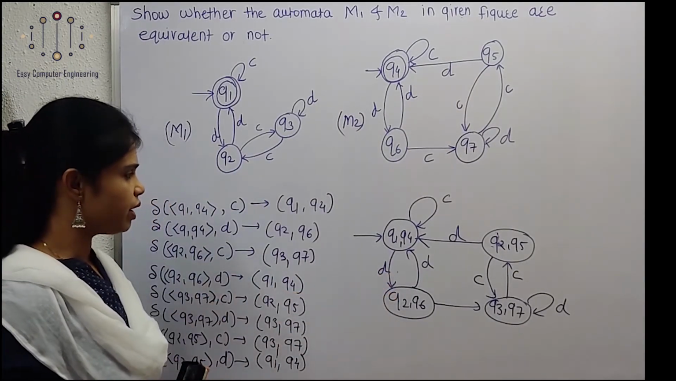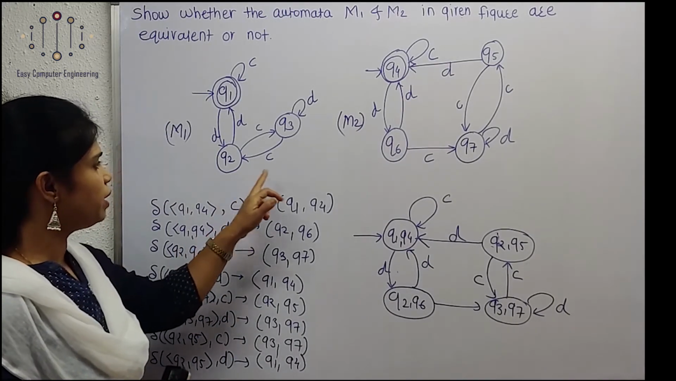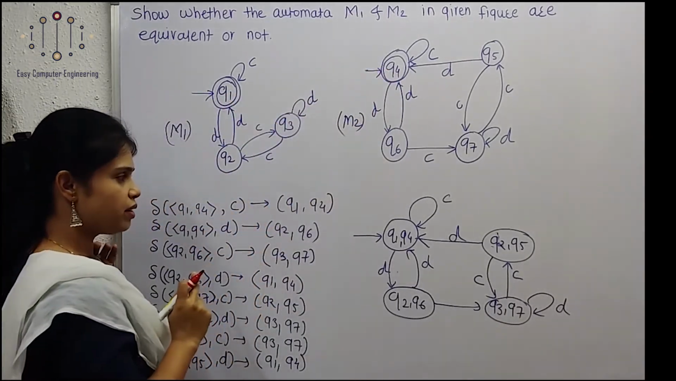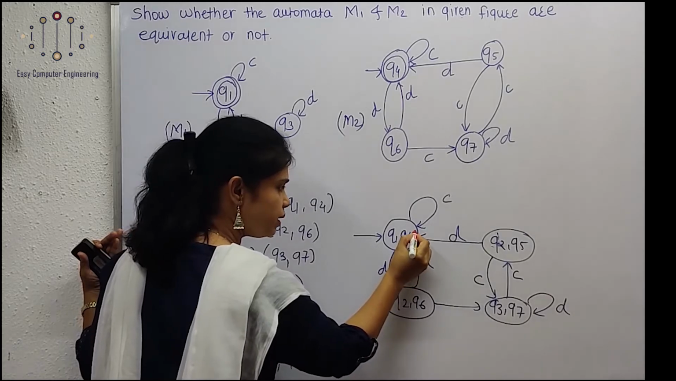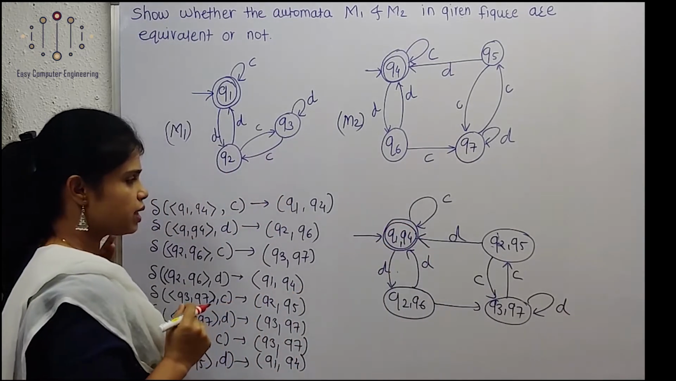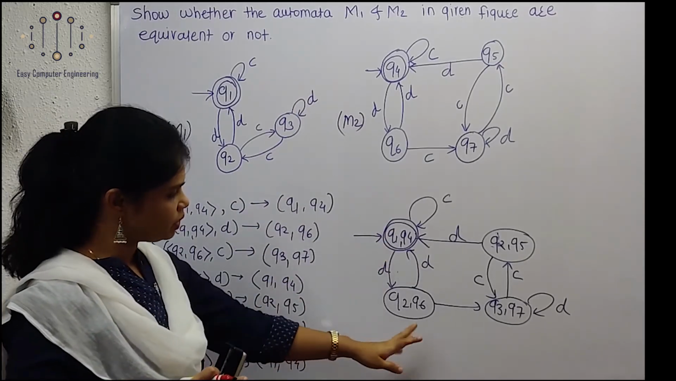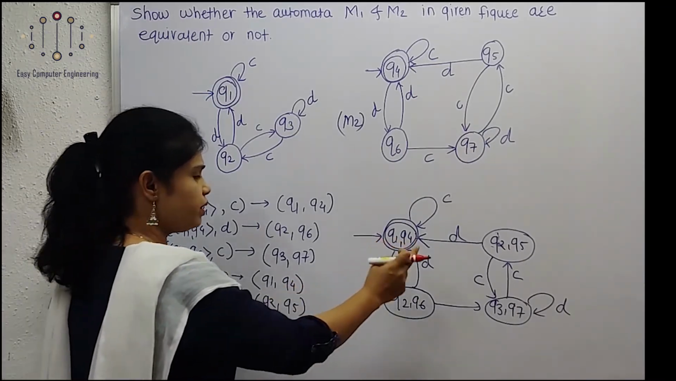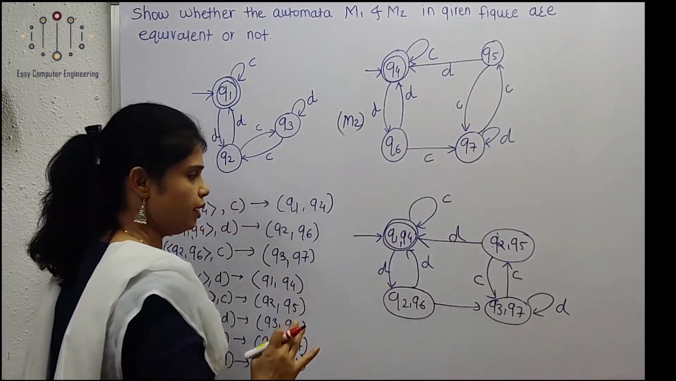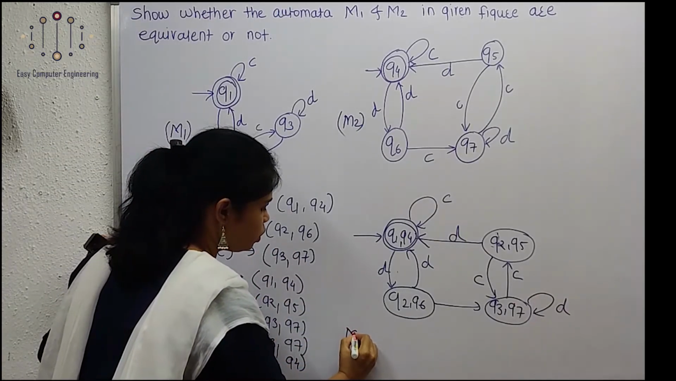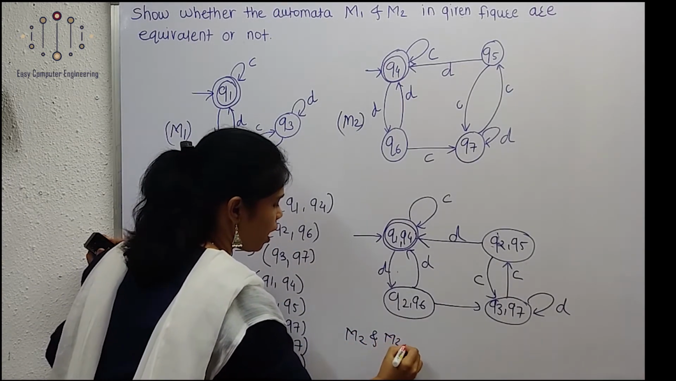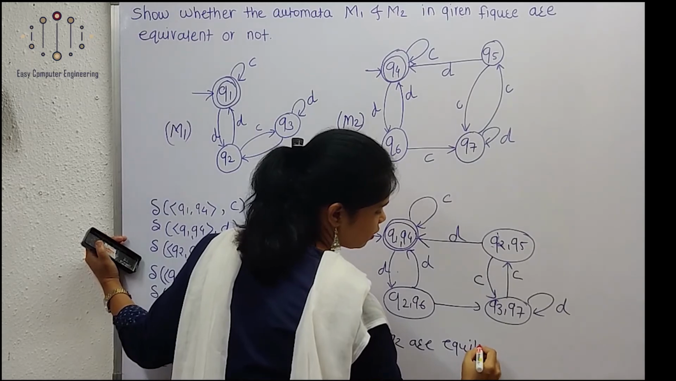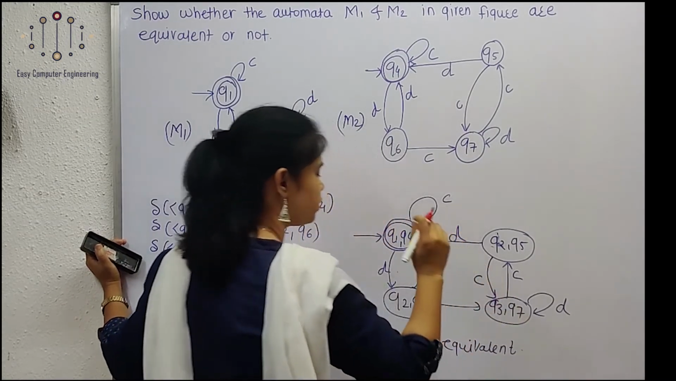So this is our final automaton, combined from M1 and M2. Here Q1 and Q4 are the two final states, so we will make this a final state, and the remaining are non-final, as they already are. In this way we get the final answer, and after that you can rename the states A, B, C, D like this. So M1 and M2 are equivalent. This is the answer to our question.